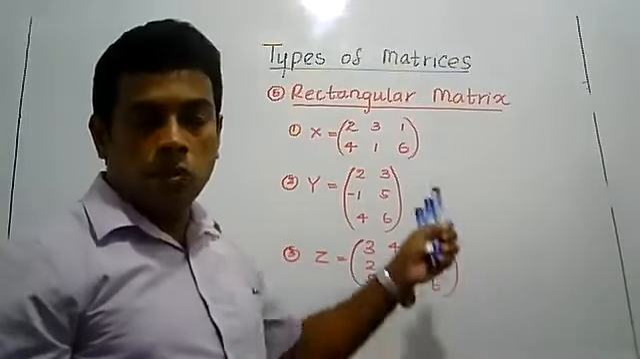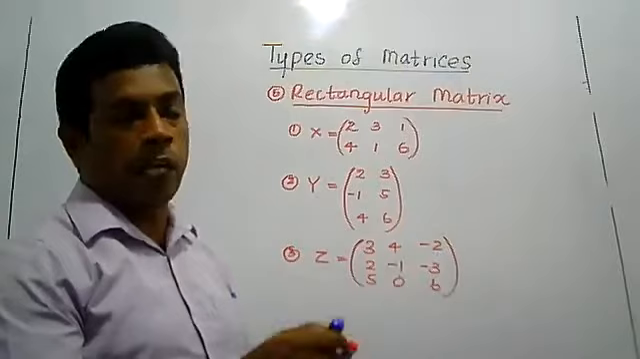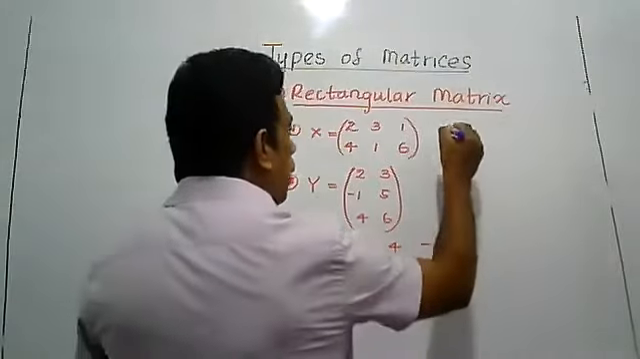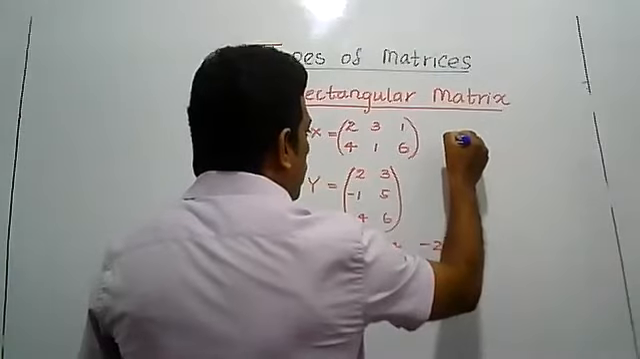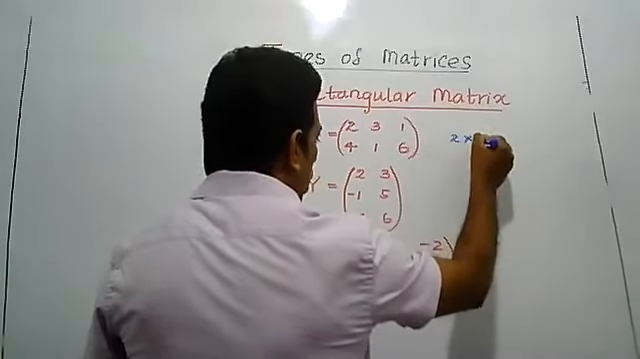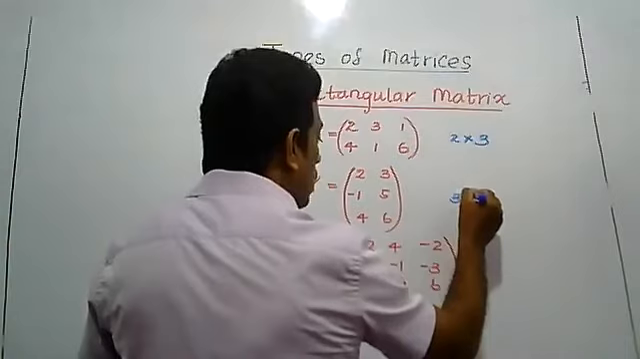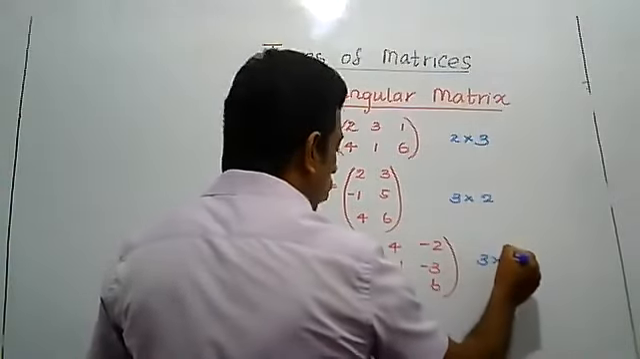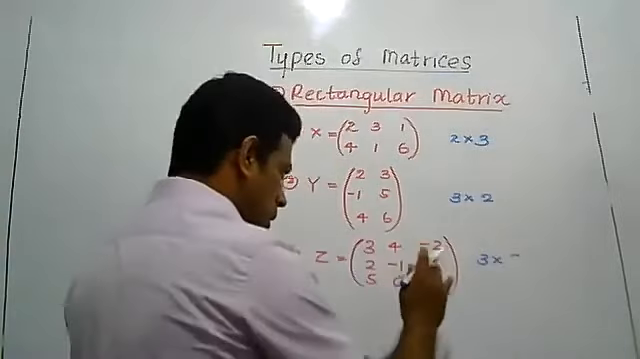Then these three examples for rectangular matrices. Write the order of the matrix. First one, order of the matrix is 2 rows and 3 columns. 3 rows and 2 columns. 3 rows and 3 columns. Sorry, this is a square matrix.